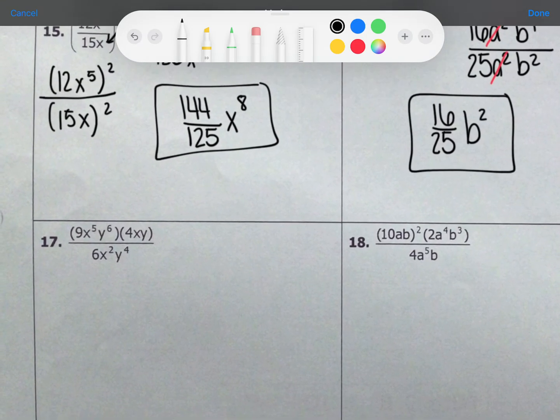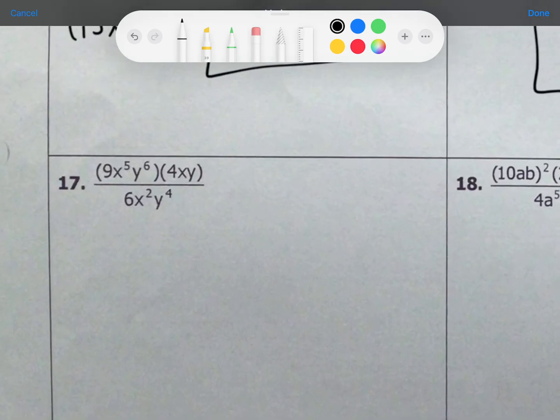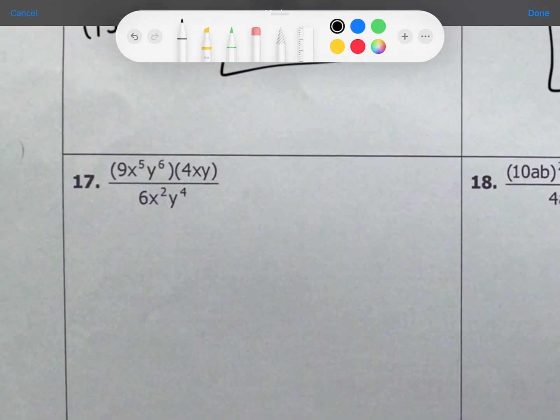Oh my goodness. Number 17. You can do it. Pause the video. Welcome back. How do we do? You multiply hopefully the top first, because you always multiply before you divide in this case. I would just combine my top and then divide. I wouldn't try to subtract, because 6 doesn't go into 9, or 4, and that would just become a crazy number. All right. 9 times 4 is 36.